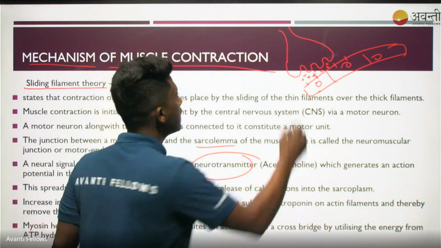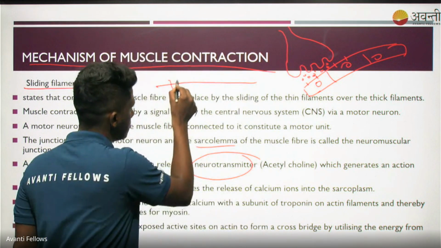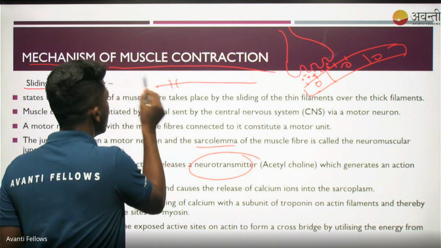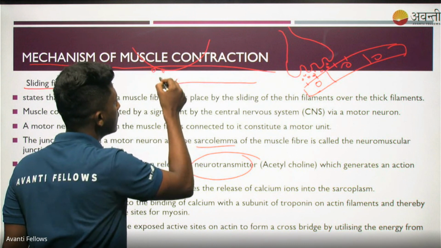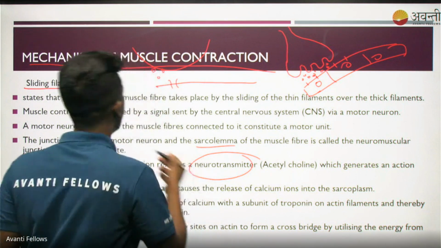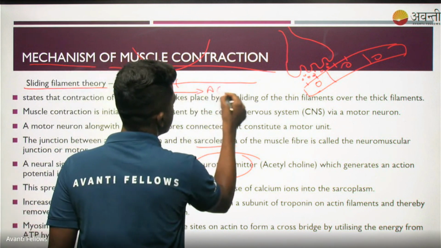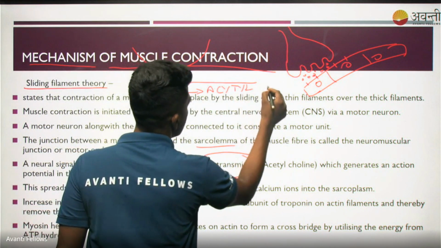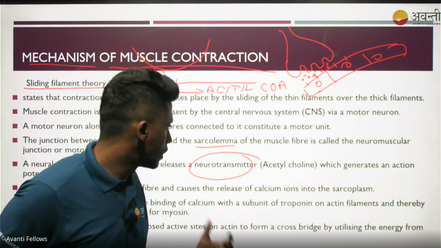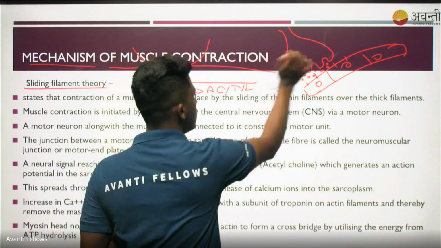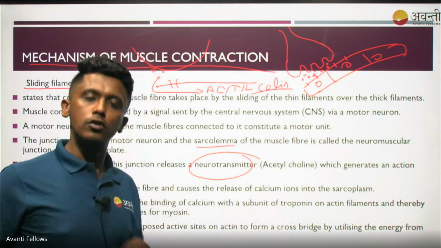So it starts. Let's say this is the surface of the muscle fiber and this is the receptor, and a neurotransmitter is coming from the nerve plate. They release this neurotransmitter, which is acetylcholine. It's a common neurotransmitter, usually not CoA, it is choline, acetylcholine. So this acetylcholine is the most common neurotransmitter.